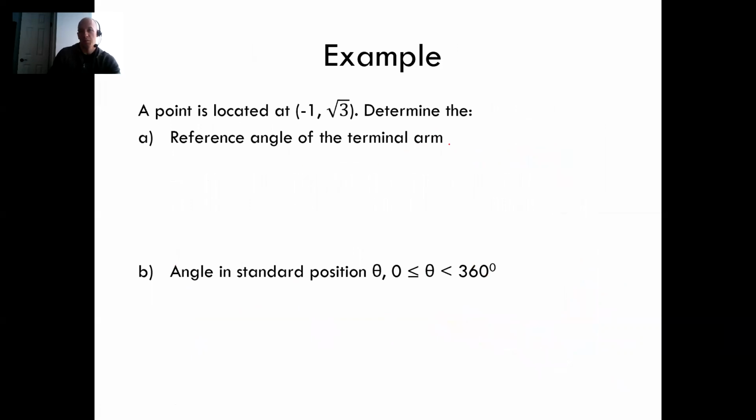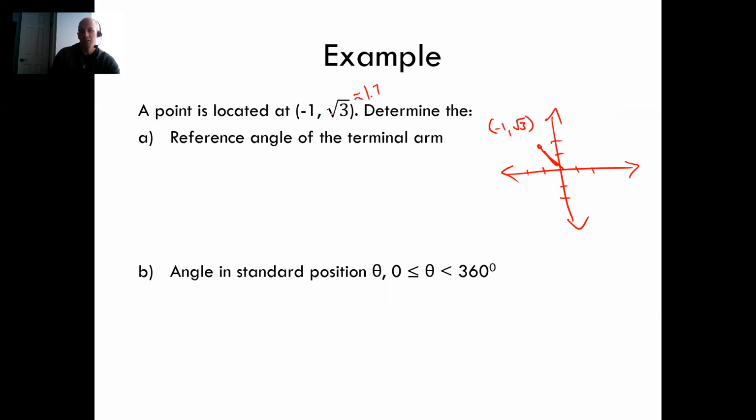Points located at blah, blah, blah, determine the reference angle of the terminal arm. So if we actually drew a little sketch here, and I always need to sketch this, and you should too. -1, comma, root 3. By the way, that's approximately 1.7. Okay, so let's do a little sketch here. -1, comma, root 3 is going to be somewhere up there, and the terminal arm is going to then look like this.